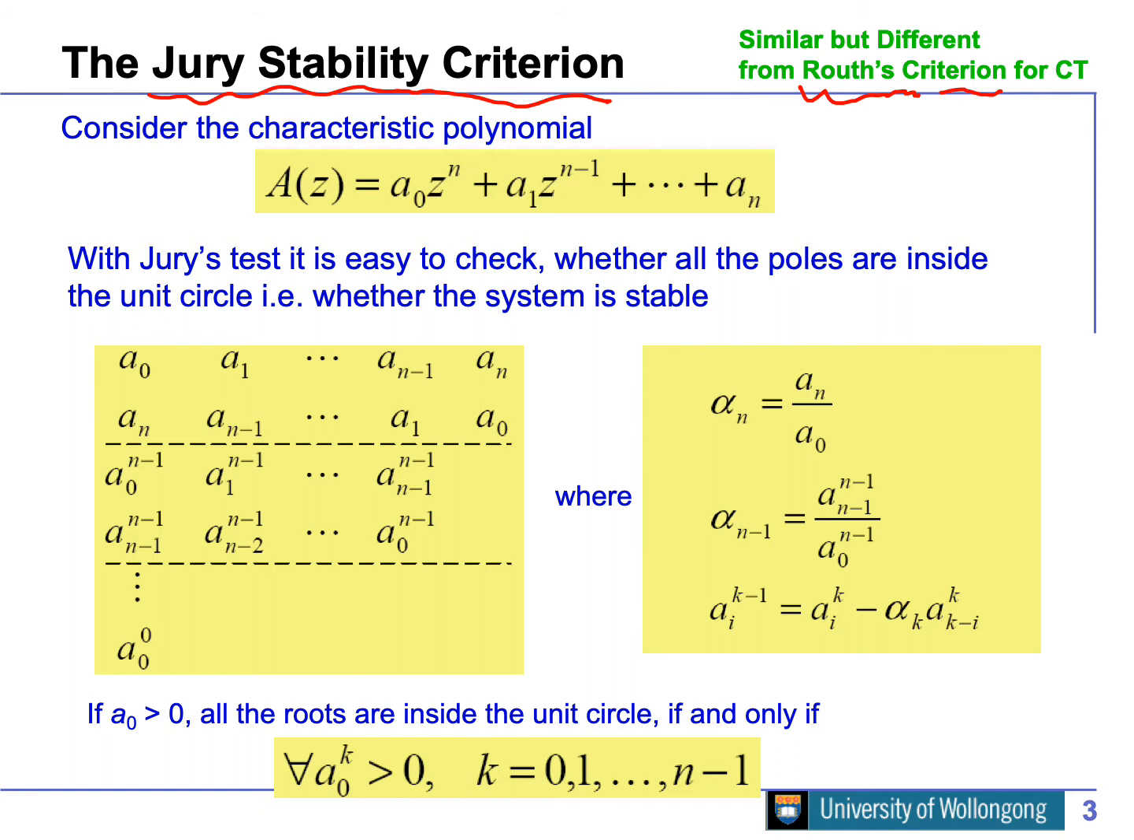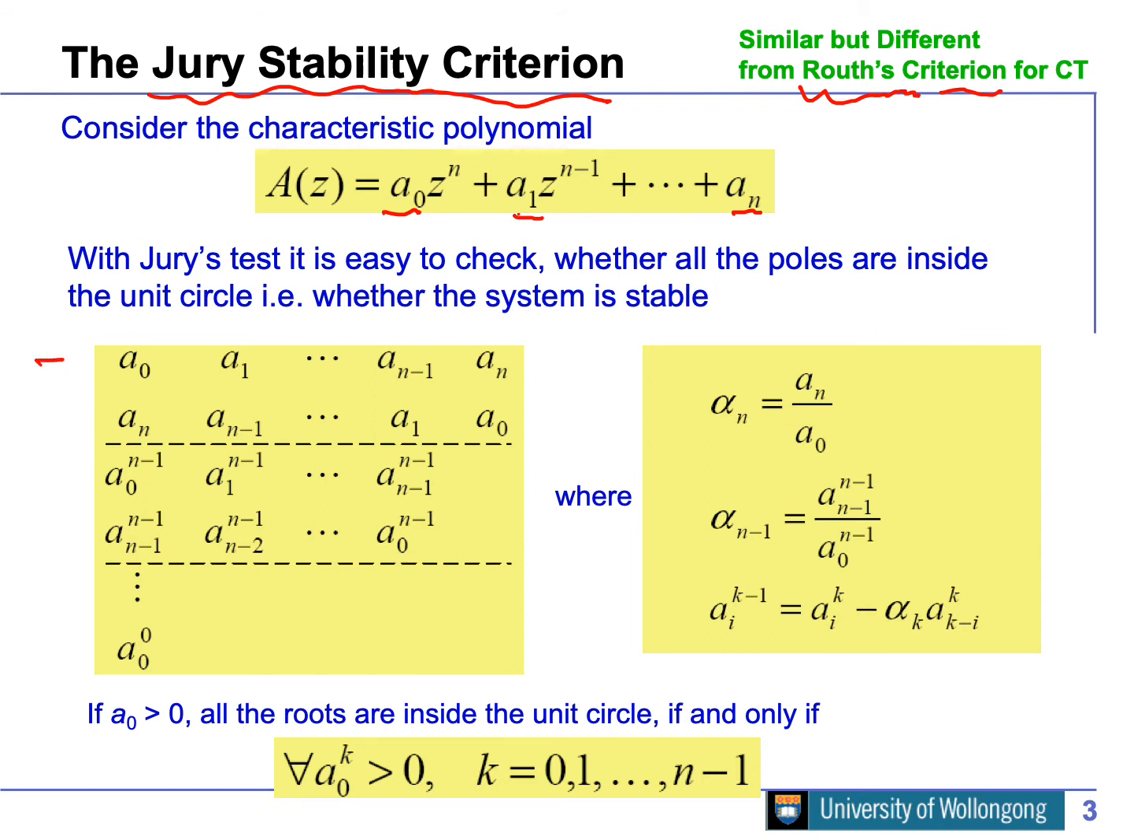By just looking at its coefficients, A0, A1, up to AN, we can tell if the system is stable or not without even solving any of the poles of the system. So it's a quick check, a very easy check. You can manually test this with a very high order system. So this is what we're going to do.